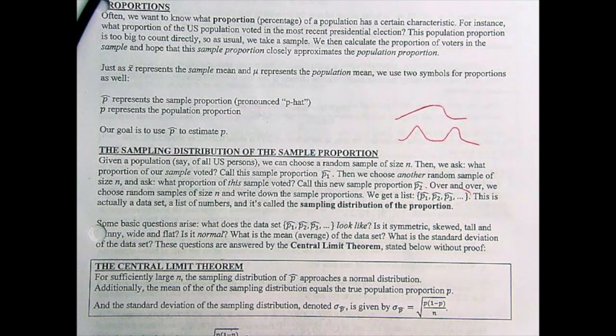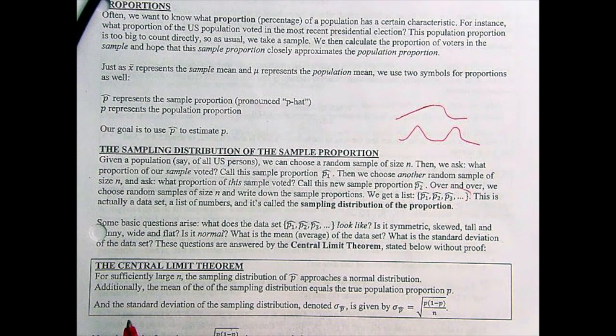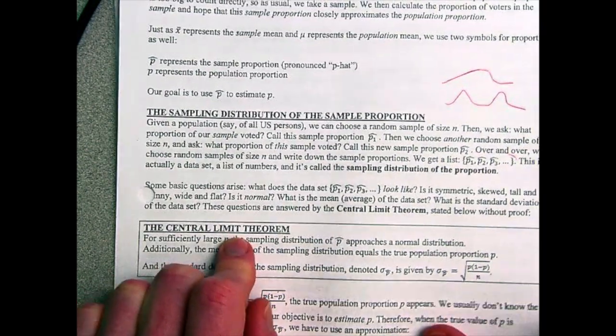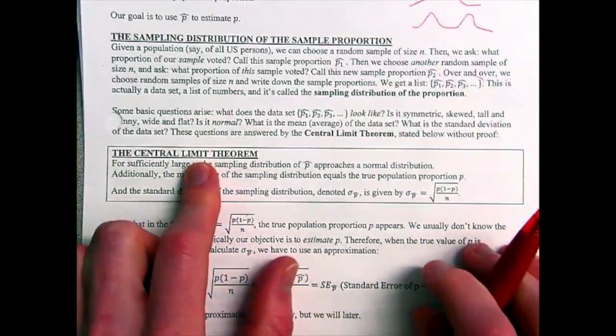Most of those questions are answered by a really important theorem, maybe the most important theorem in statistics. It's called the central limit theorem. So what does the central limit theorem say? This is kind of a baby version of it, but it's good enough for our purposes here.